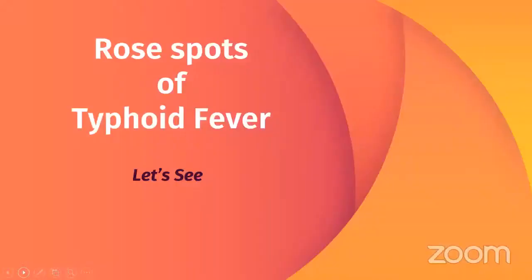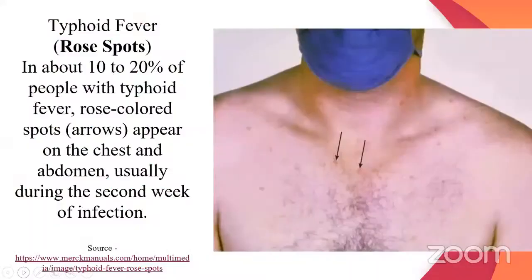Second one, the rose spots of typhoid fever. The rose spots will be present in 10 to 20% of the people with typhoid fever, which are rose colored spots. You can see the black color arrows there, which appear usually on the chest and abdomen during the second week of infection.